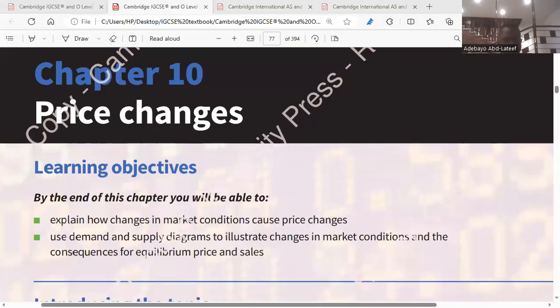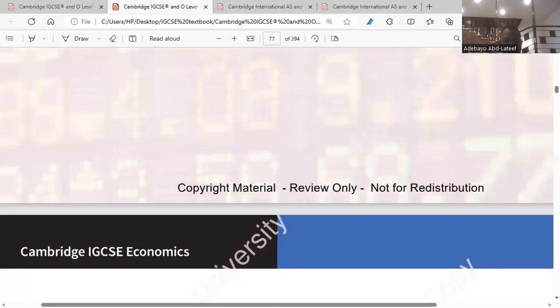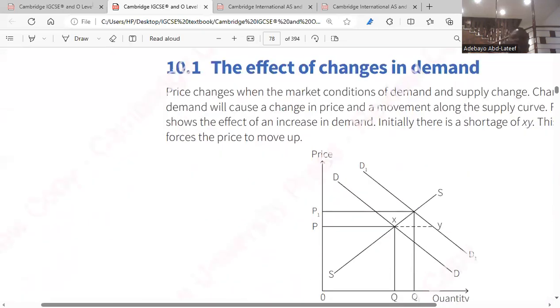All right. So we go to price changes, chapter 10. The effects of changes in demand. When we talk about price, we already know that price depends on both demand and supply. So as soon as price changes, what is the effect of that change in price on demand? That is what we are talking about today.